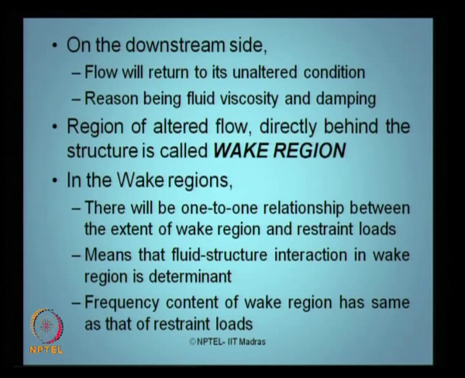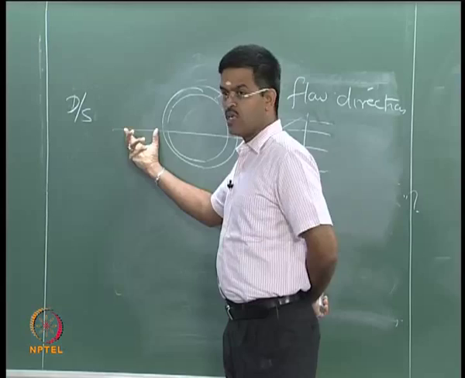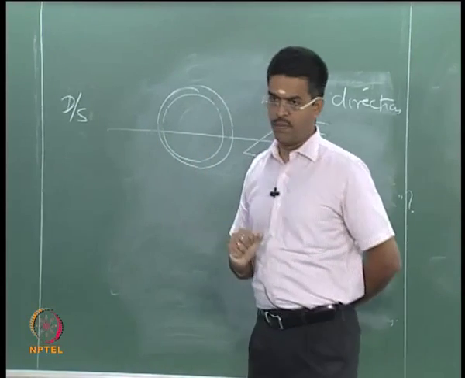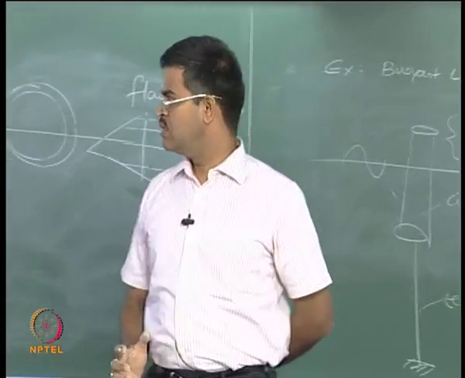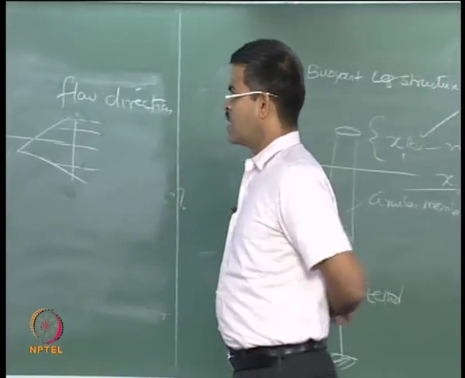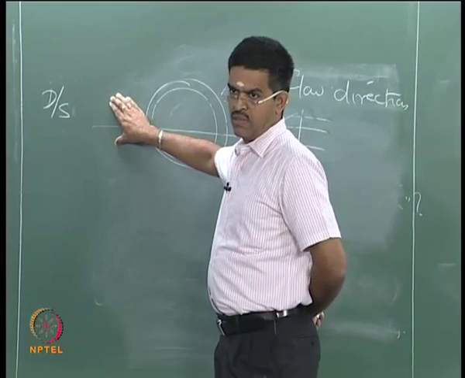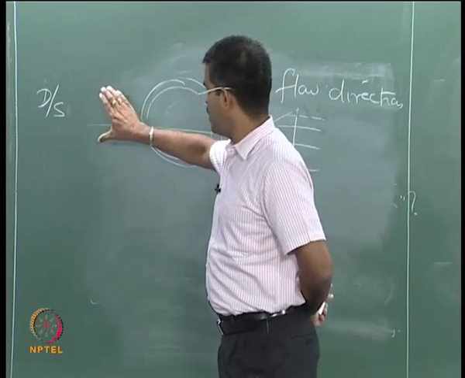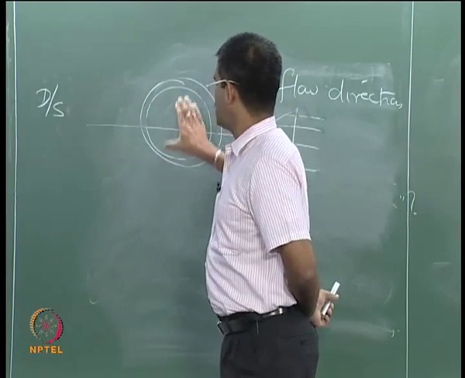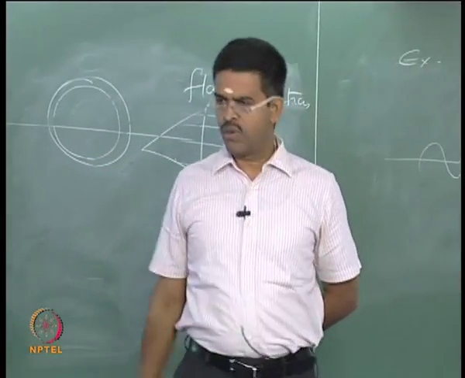In the wake region, interestingly, there is a one-to-one relationship between the extent of the wake region and the restraint loads. Depending upon the restraint loads generated by the member, the extent beyond which the wake region will not be present is dominantly controlled by the forces generated by the member. There is a one-to-one correspondence, and therefore the fluid structure interaction in the wake region becomes deterministic. It is not very complicated, because it depends purely on the 1:1 relationship with the restraint force generated by the member or the cylinder.